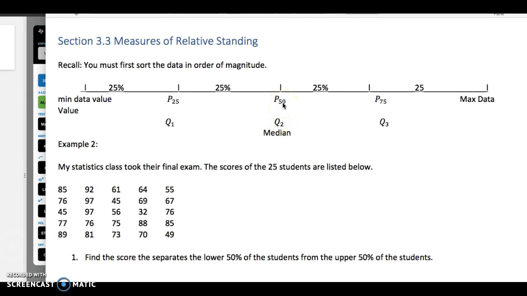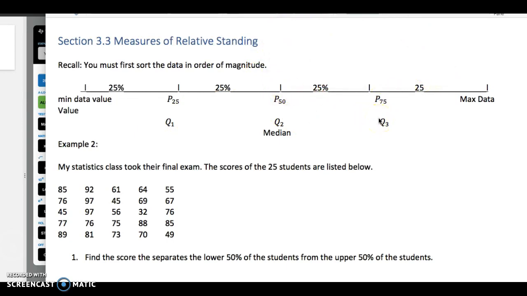The 50th percentile, or P sub 50, is the same as the second quartile and is also the same as the median of the data set. Remember from measures of center, the median of the data set splits your data in half when it is put in order. So the 50th percentile, the second quartile, and the median are all the same number. And what they do is split your data set in half, where you have about 50% below this number and 50% above this number.